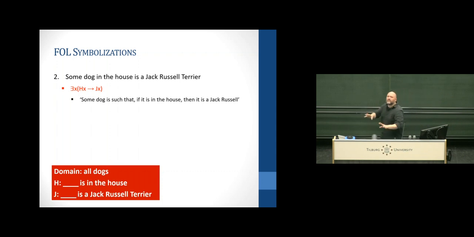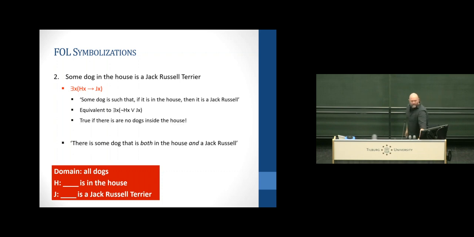So here's the way we get it, right? What does the English sentence say? Some dog in the house is a Jack Russell. It's telling us, hey, some dog is both in the house and he's one of these. There is something that is a dog and in the house and is a Jack Russell. Something satisfies those.